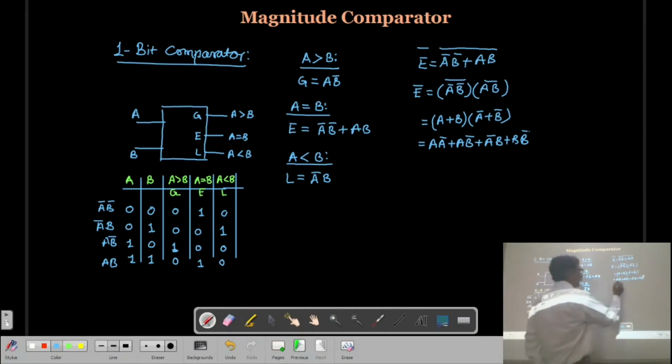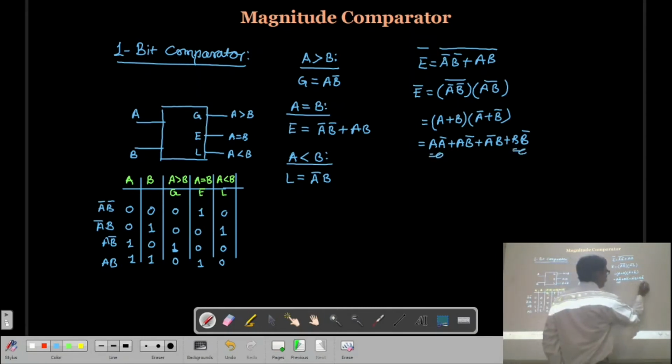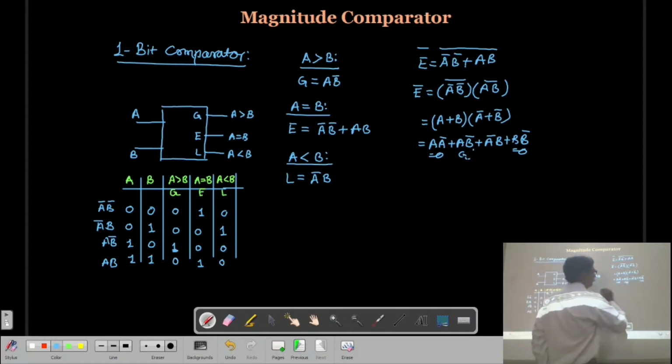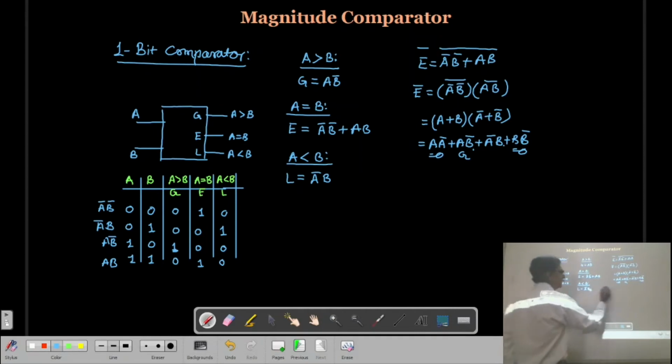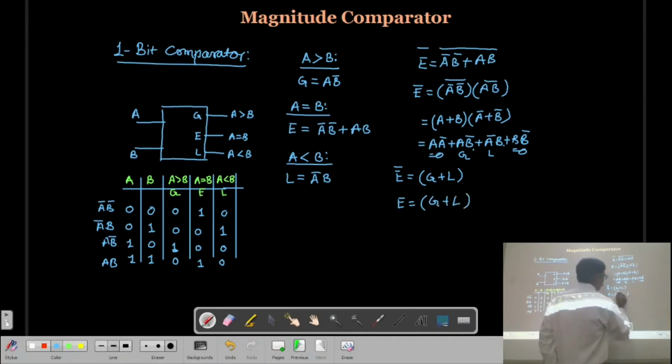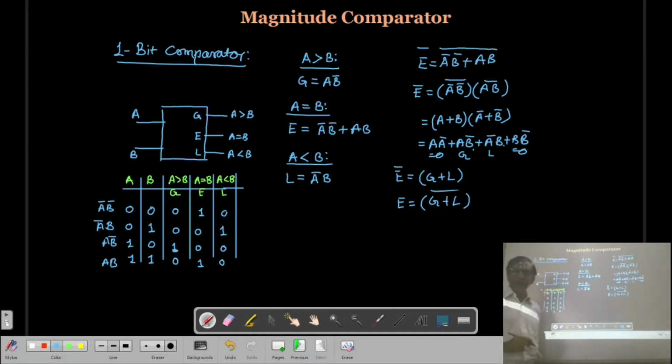And we know that A into A bar is going to be 0, B into B bar is also going to be 0. Now what is A B bar? It is nothing but my G. And what is A bar B? A bar B is nothing but L. So E bar is equal to G plus L, or you can say that E is equal to G plus L whole bar. So here we have represented the equality equation in terms of G and L.